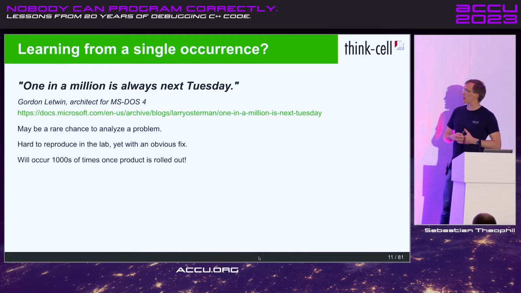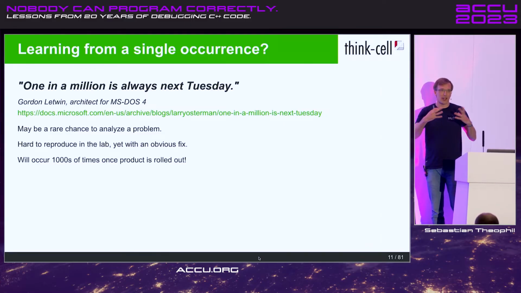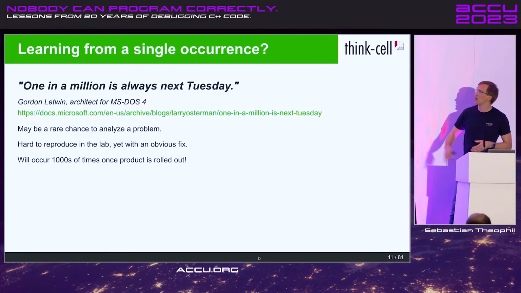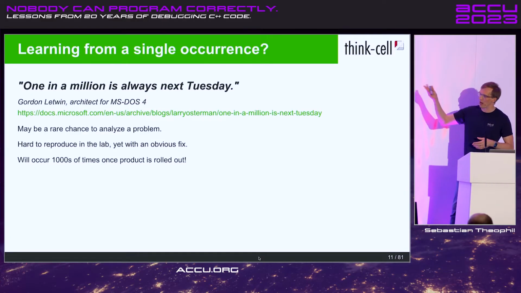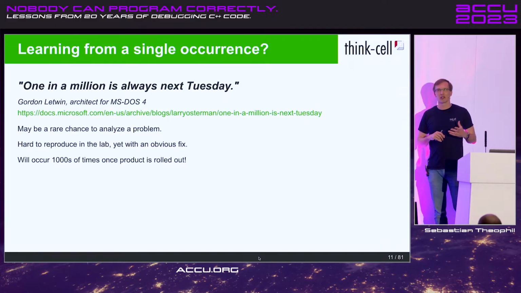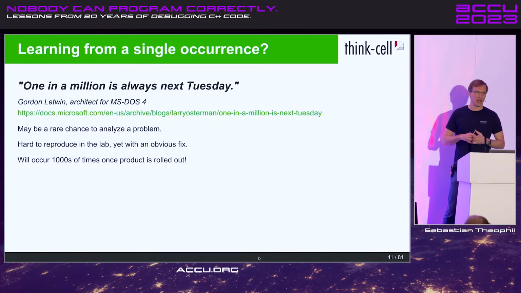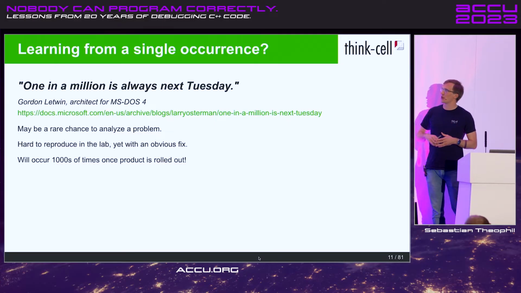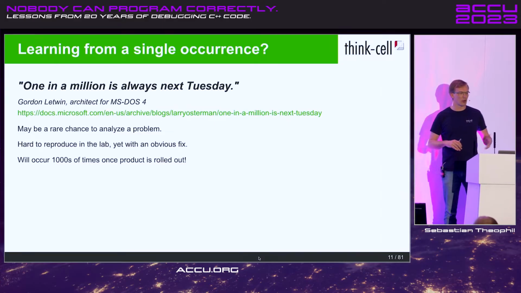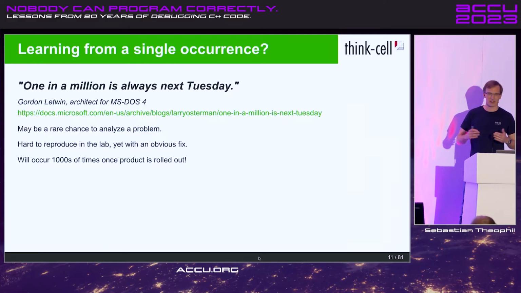Is it worth having a process in place where you can look at such a single occurrence of a problem? And I would say it's very much a good idea if you can organize development that way. Because there's this famous quote by Gordon Letwin, the architect for MS-DOS 4, who said 1 in a million is next Tuesday. What he meant by that was that computers had become so fast that even a bug that had only a 1 in a million chance of occurring would probably occur by next Tuesday. So if your tester comes over and says, hey, I have this problem, maybe that's your lucky day. Maybe that's the day where you find some issue that is super hard to reproduce. You will never see it again. But if you ship this software, 1,000 people will have this problem.